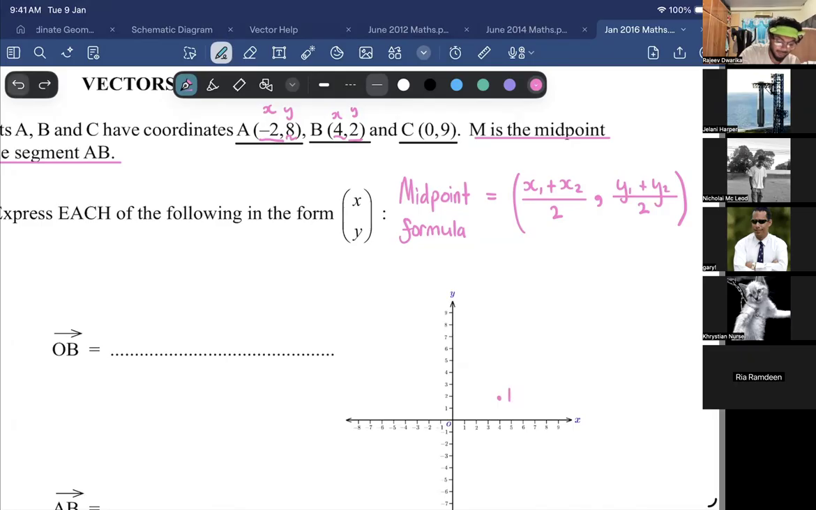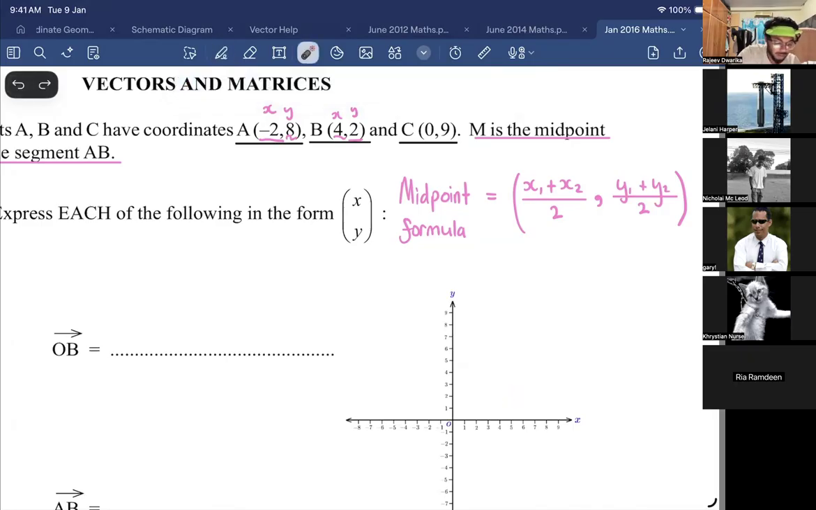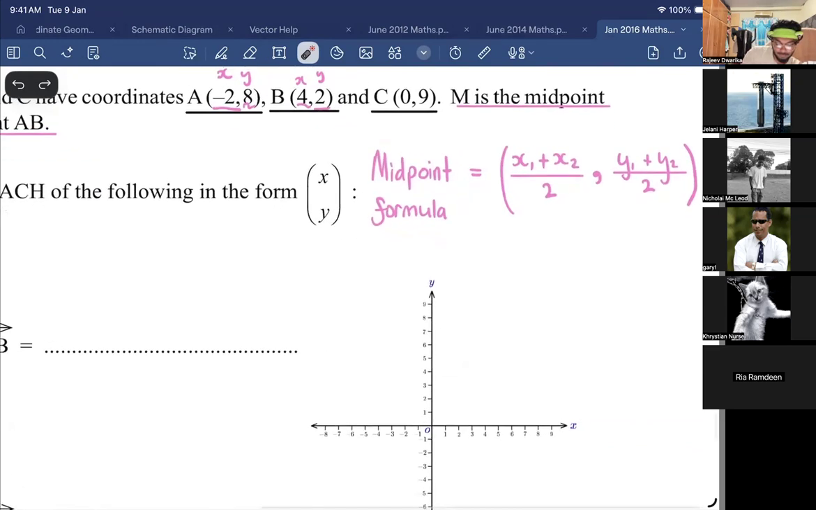All right, let me run that back one more time. I want to plot point B, which is 4, 2. What's the first thing I'm going to do? Find the x-axis. Well, the x-axis is over here. But what are we going to do next? So my point is 4, 2. What are we going to do next? You're going to look for 4 and then 2.